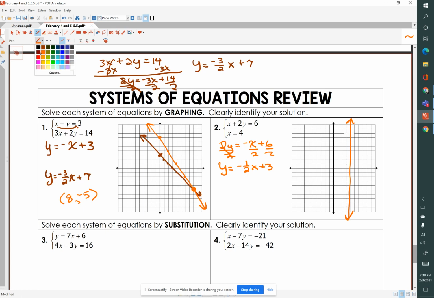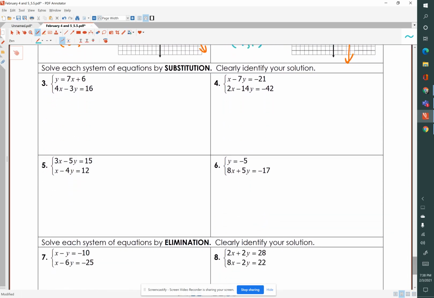So let's change our color. And we have a y-intercept of 3 and a slope of negative 1/2. And there's our solution right there. Let's graph that line. And the solution appears to be 4, 1. Right there. Okay, number 3 and 4.